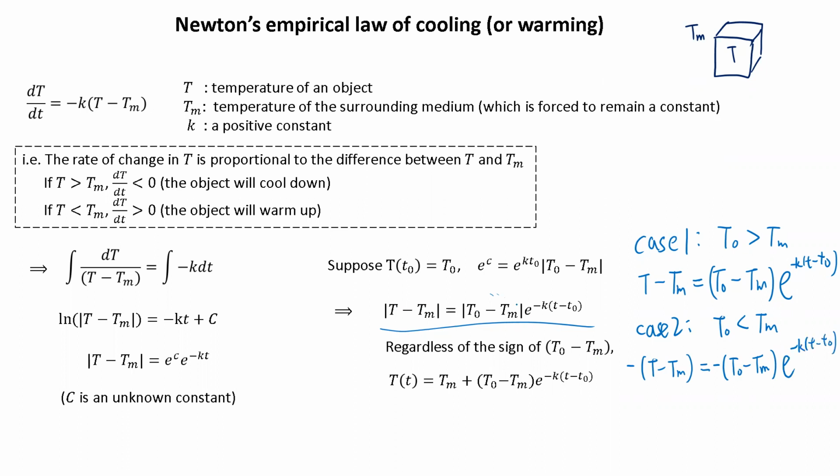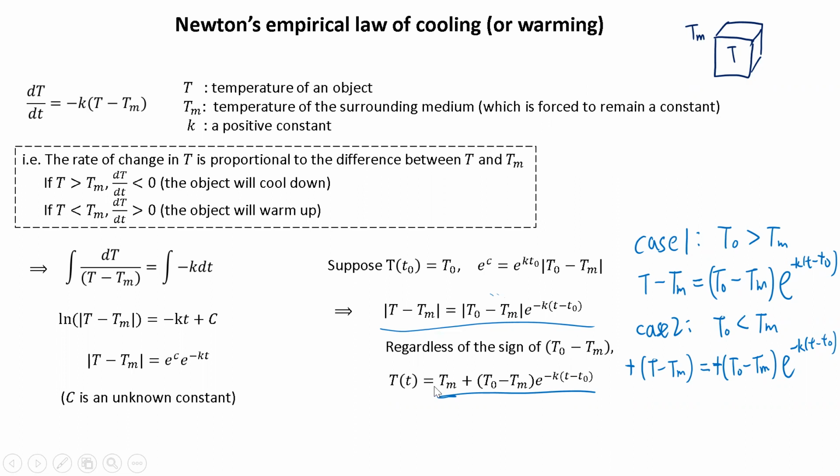But because both sides have this minus sign, at the end we just cancel the minus sign for both sides. So in fact, in this problem, for both cases, the final solution takes the same form. Does it make sense?